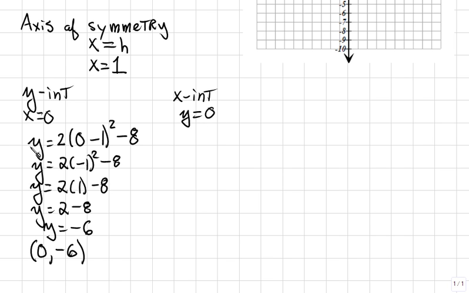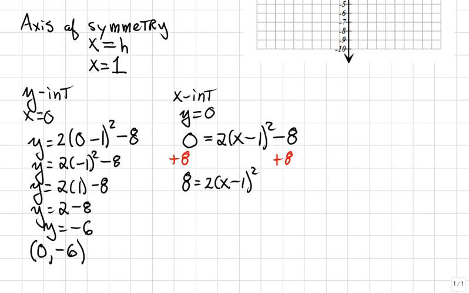To find the x-intercept, we'll let y equal 0. That means, plugging in 0 for y instead of for x, we get the equation 0 equals 2 times x minus 1 squared minus 8. This becomes an equation that we can solve using the square root method. For example, we'll add 8 to both sides to get our constant on the other side. So 8 is equal to 2 times x minus 1 squared. Next, we'll divide by the coefficient so that we can square root both sides. 8 divided by 2 becomes 4, and the 2's cancel, leaving x minus 1 squared.